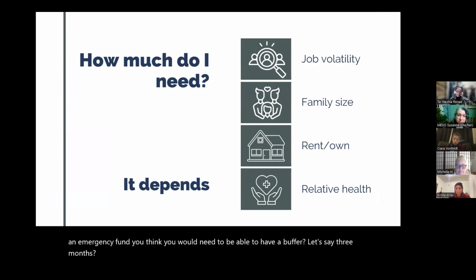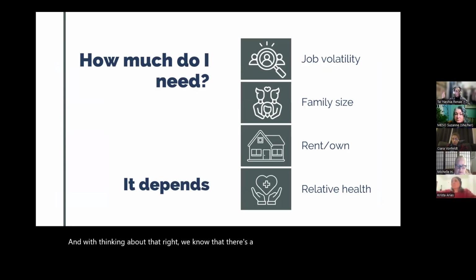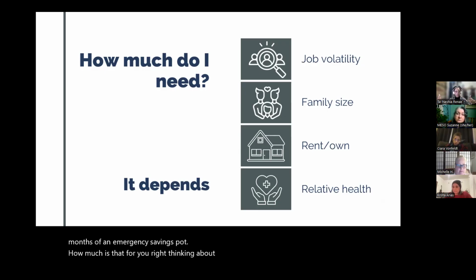And thinking about that, we know that there's a lot of factors that go into that, and how much you need is specific to you. This is one of the best guess scenarios, right? You're guessing, you don't know. But experts will tell you that a renter should have 3 to 6 months of an emergency savings pot, and a homeowner should have 6 to 9 months of an emergency savings pot. How much is that for you? I think it's a great goal, but not particularly realistic for everyone.